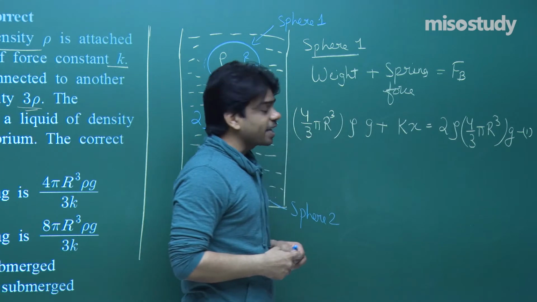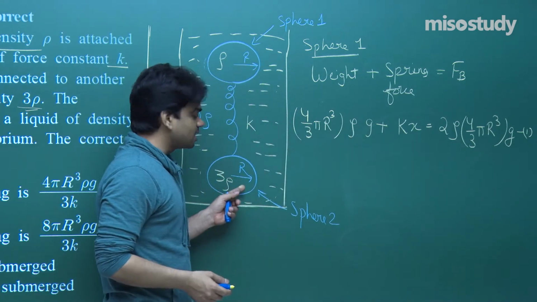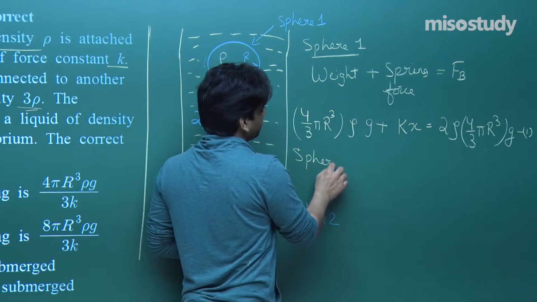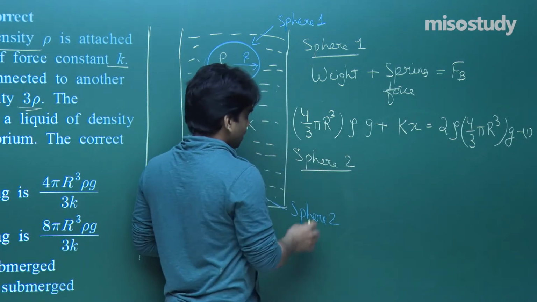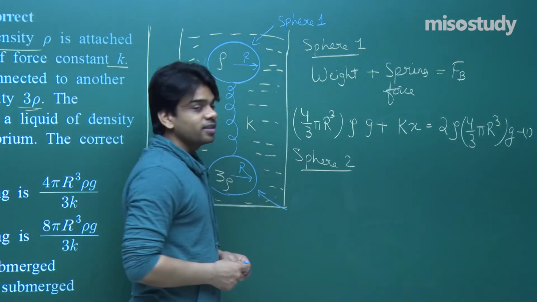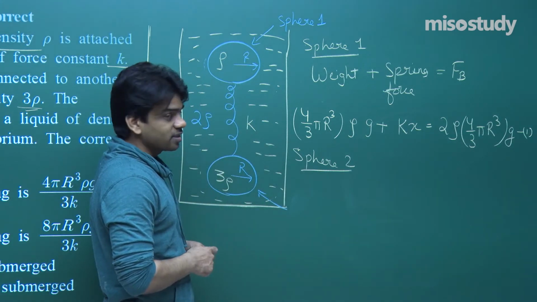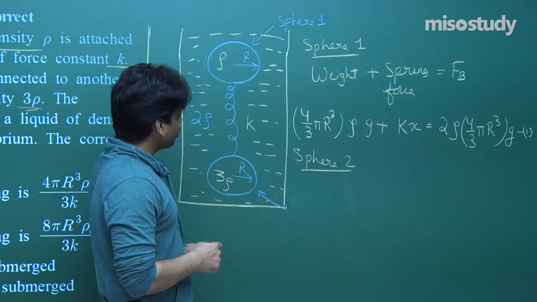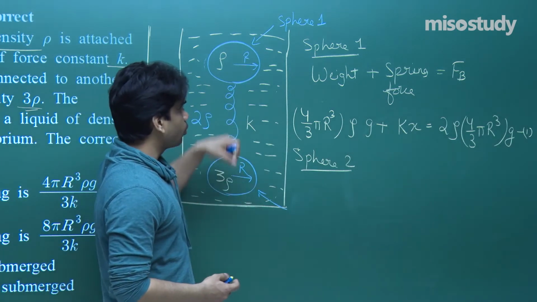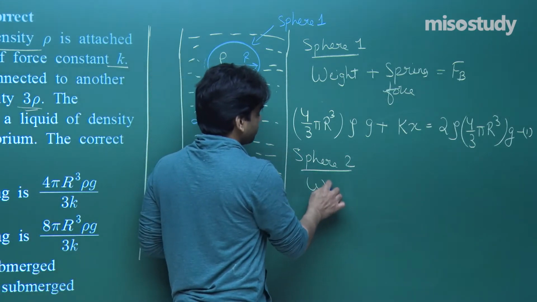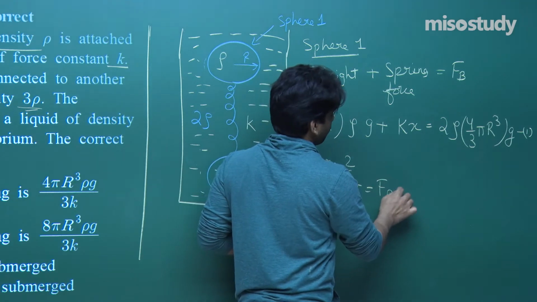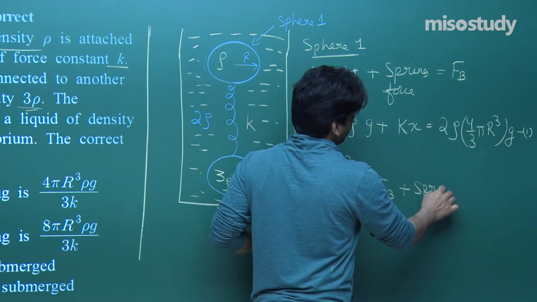Now for the second object, sphere 2, if we comment, you see here for sphere 2, again I am writing the net weight acting along the downward direction. It's in equilibrium. Net weight acting along the downward direction will be equal to the spring force and buoyant force, because spring will be pulling it upward. So the net weight will be equal to buoyant force plus spring force.